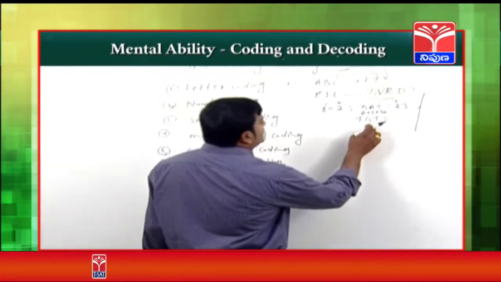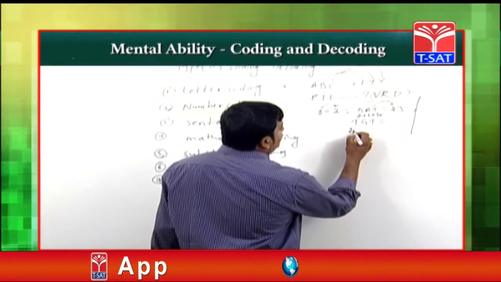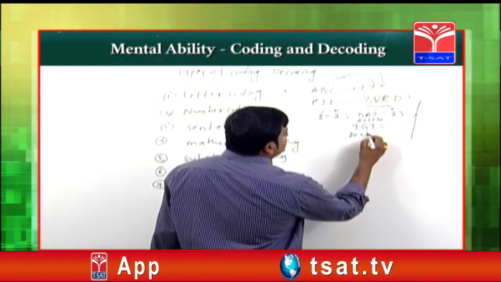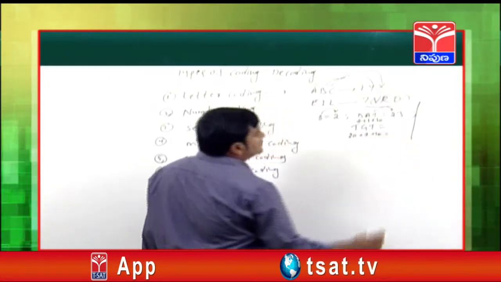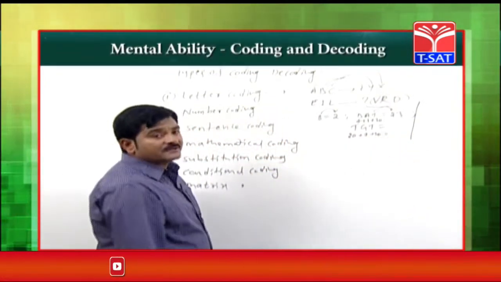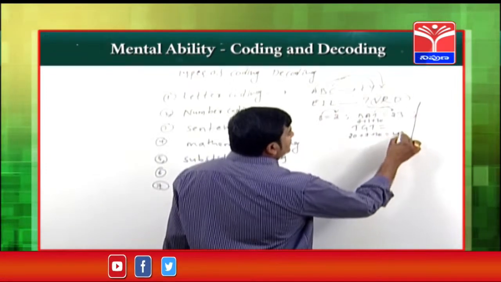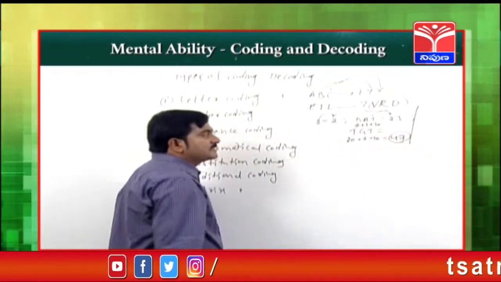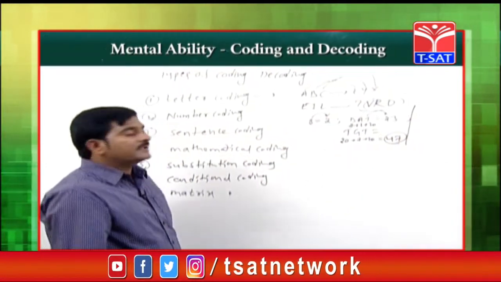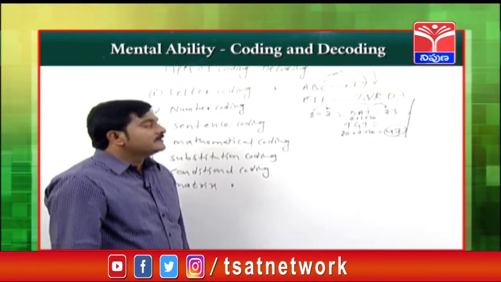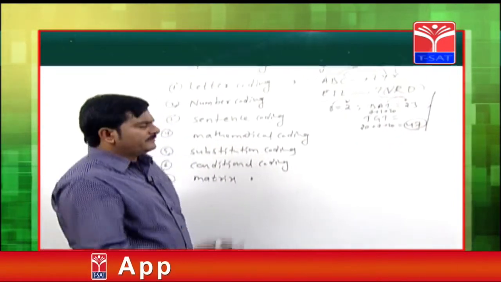Similarly, I need to express TGT. In English alphabets, T means 20, G means 7, again T means 20. 20 plus 7 plus 20, finally how much am I getting? 47. Hence, the code for the word TGT is 47 we can say.